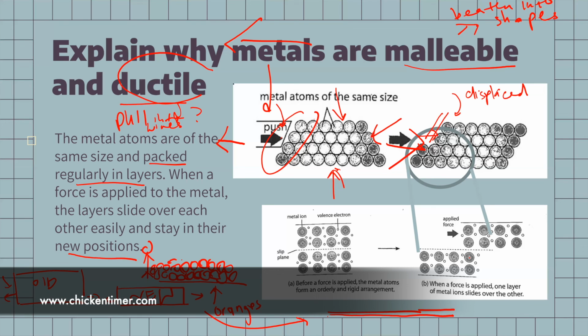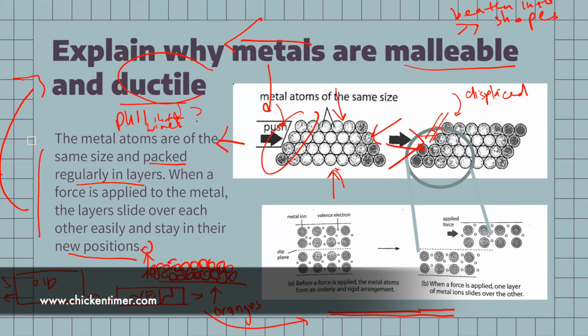Understandable? So if they ask you in the test paper, please explain why metals are malleable and ductile, then you will say the metal atoms are of the same size and are arranged in layers in a regular arrangement. So when a force is applied to the metal, the layers of atoms will slide over each other easily and stay in their new position. So this is the explanation. This is the answer to this question.